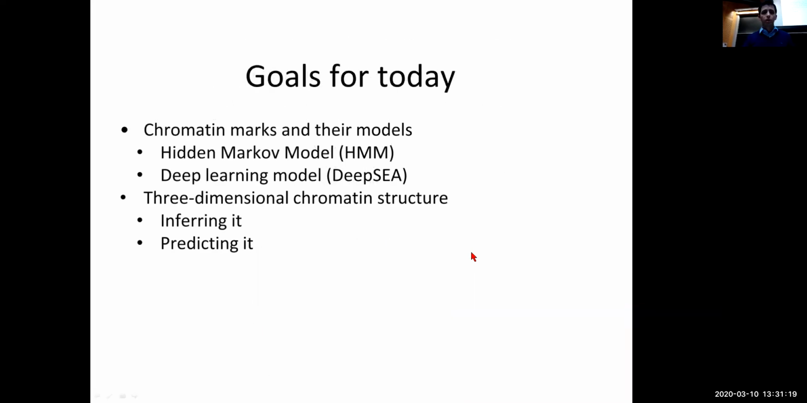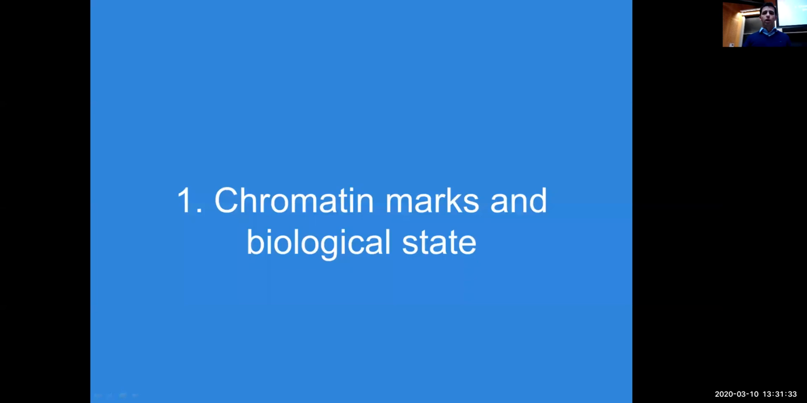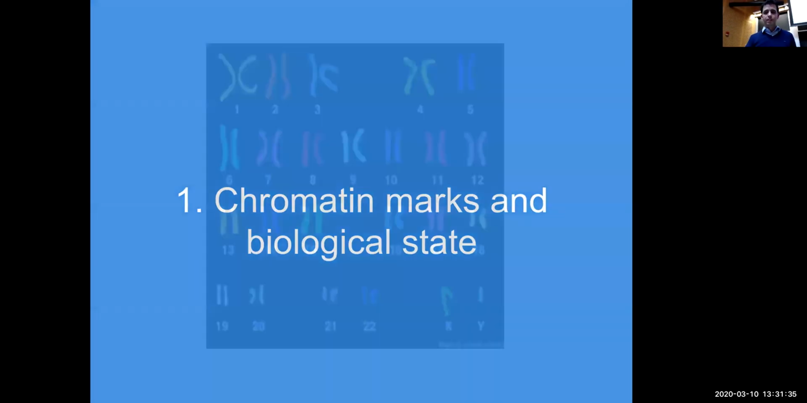Okay. So number one, we're going to talk about chromatin marks and their models, hidden Markov models, deep learning models, and then three-dimensional chromatin structure and how to infer it and how to predict it. So we talked a little bit about chromatin marks. Let's dive a little bit deeper.